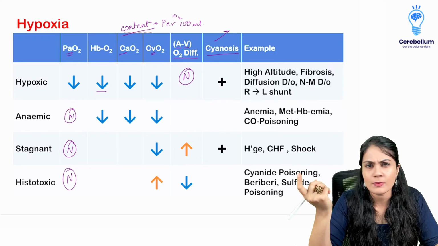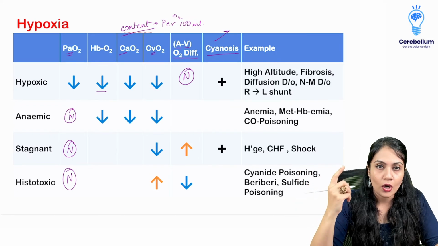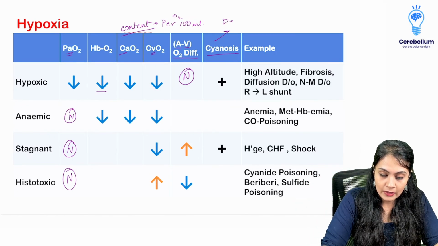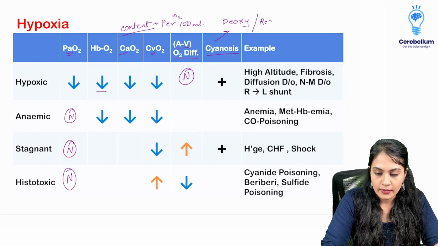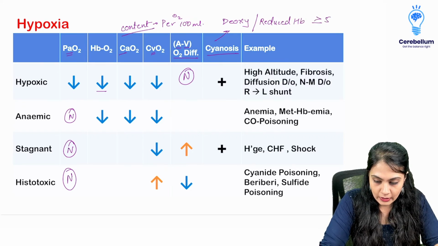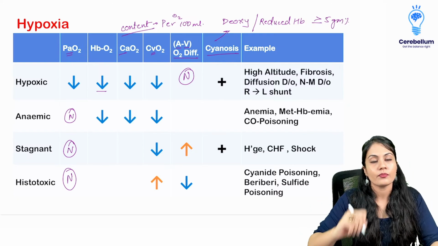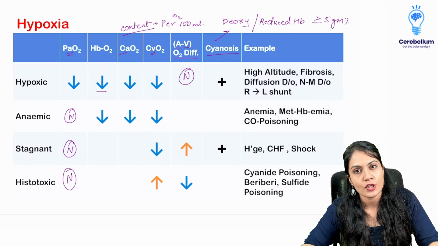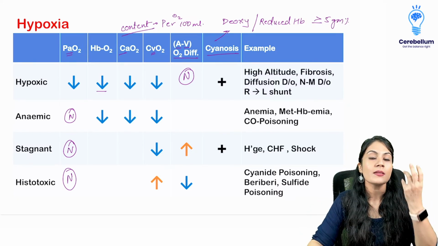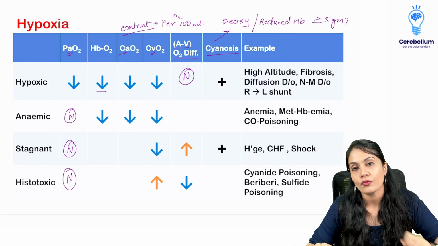Why do the skin and mucous membrane turn blue? Because there is something known as deoxyhemoglobin, also known as reduced hemoglobin. If it is more than or equal to 5 gram%, that is going to give the bluish discoloration. Why? Because hemoglobin is the pigment which actually decides the color of your blood.